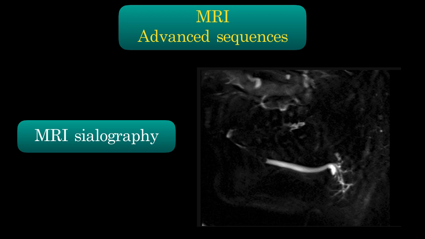Here we can see that they focus on the area of the duct using a T2 sequence with fat suppression, so the whole background is dark and only the area with the saliva pooled inside the duct appears white. Here is the salivary stone, if you can see, and we can see the white color of the saliva pooled within the duct.